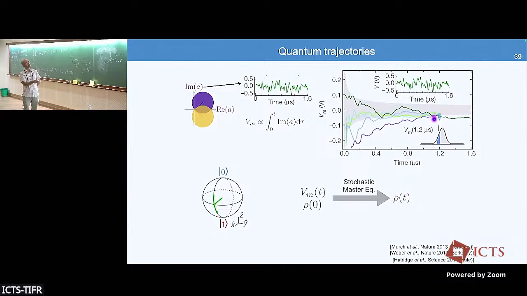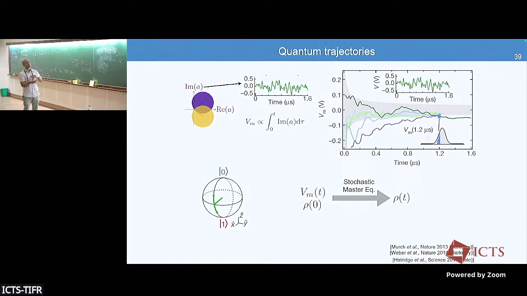So here you see what's done in this experiment is that for one particular trajectory, you can stop at some point. And as Klaus described, if you want to test whether this trajectory is well predicted, so whether this value of Vm indeed predicts a given rho of t, what you need to do is use many trajectories that are predicted to end up on the same state, and do the tomography of the qubit by a projective measurement of sigma x, sigma y, and sigma z after all these trajectories.